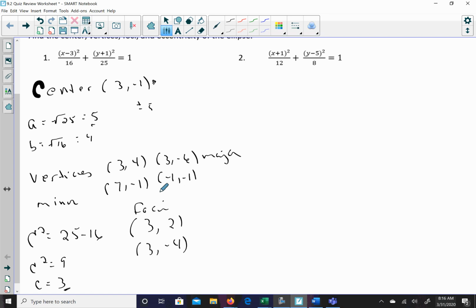And the last thing it asks me for is the eccentricity. Eccentricity is just simply c over a. So in this case, that's going to be 3 over 5. And those are the points that they wanted me to find.